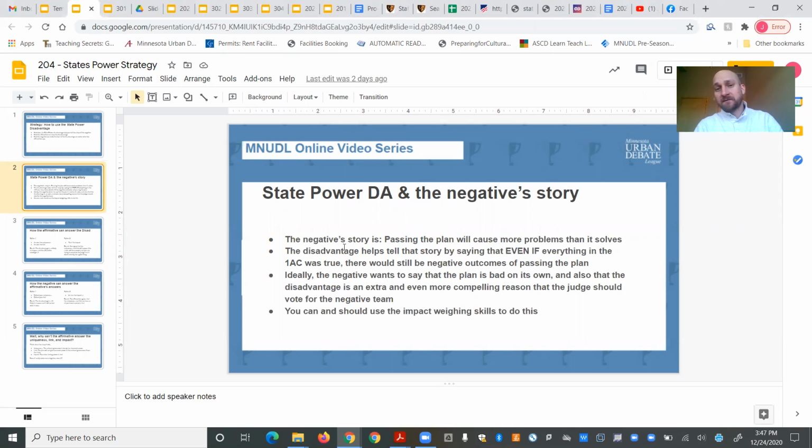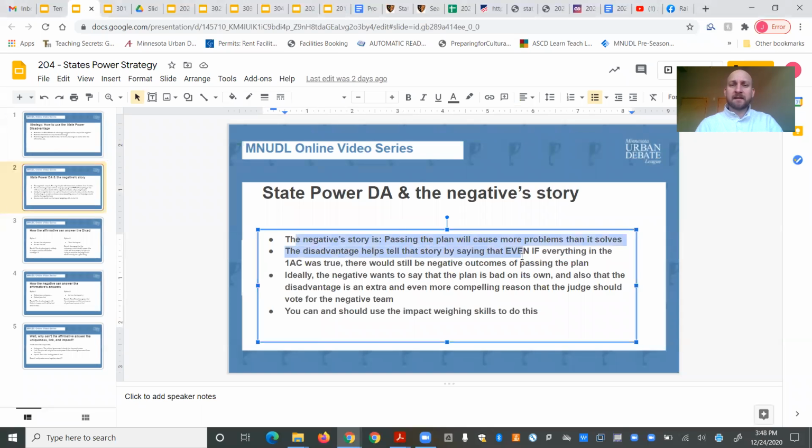So, for the state power disadvantage, the negative story is that passing the plan will cause more problems than it solves. And the disadvantage helps you tell that story because what you're saying is that even if the affirmative is right about everything they say about the case, that it'll do all this great stuff for criminal justice reform, even if that's true, it still causes this disadvantage. And the negative wants to be able to say that the problems that the disadvantage would cause are greater than the benefits that the plan causes. So either way, that's sort of the worst case scenario for the negative.